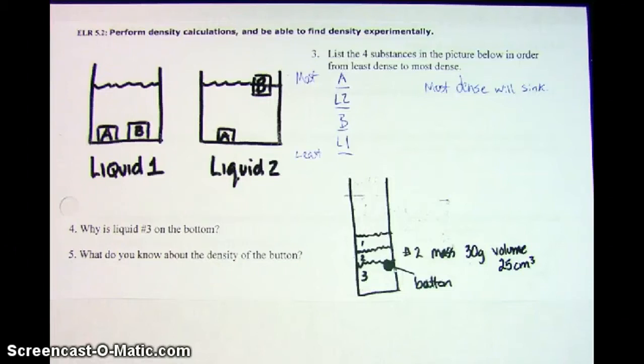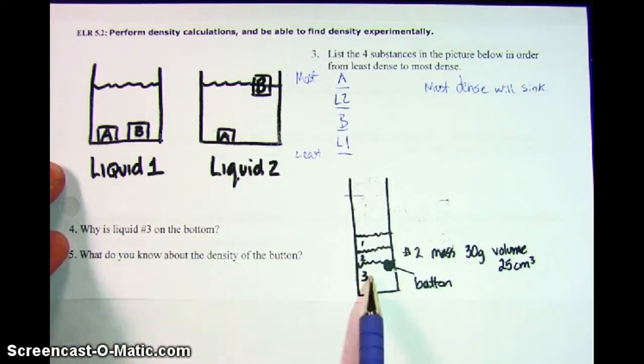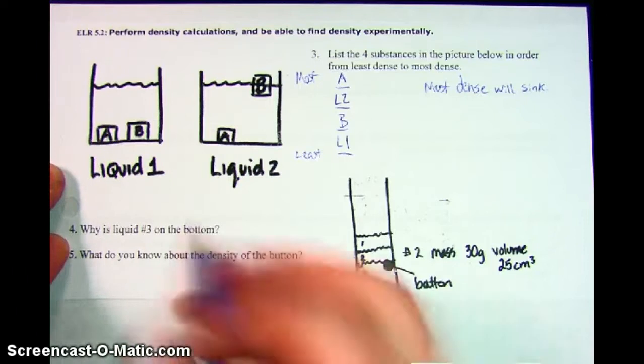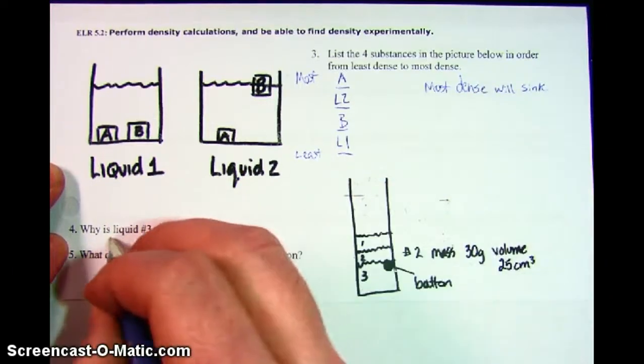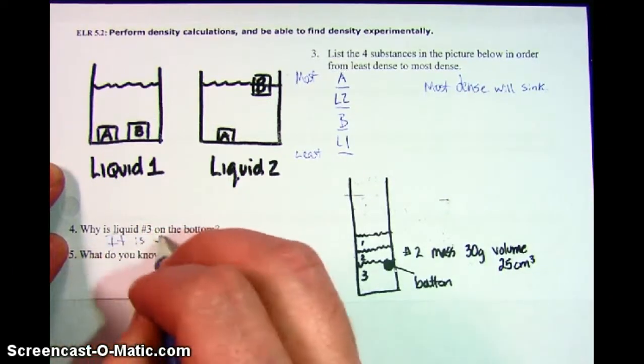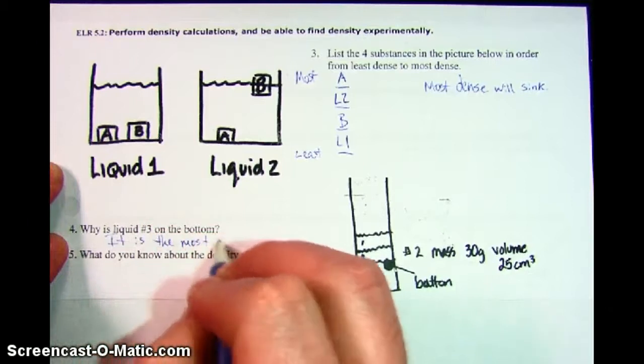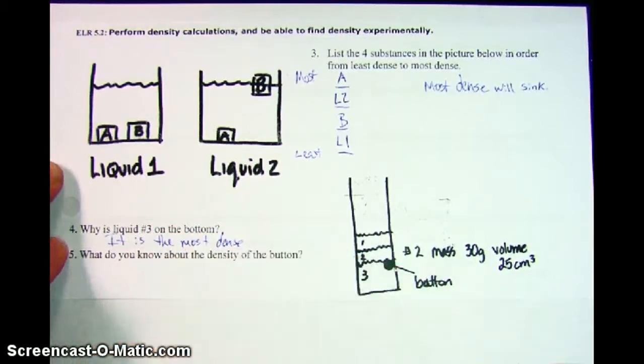The next question says, why is liquid 3 on the bottom? So we're looking at this picture over here. Liquid 3 is on the bottom because it is the most dense. Most dense things sink. Number 5, what do you know about the density of the button?